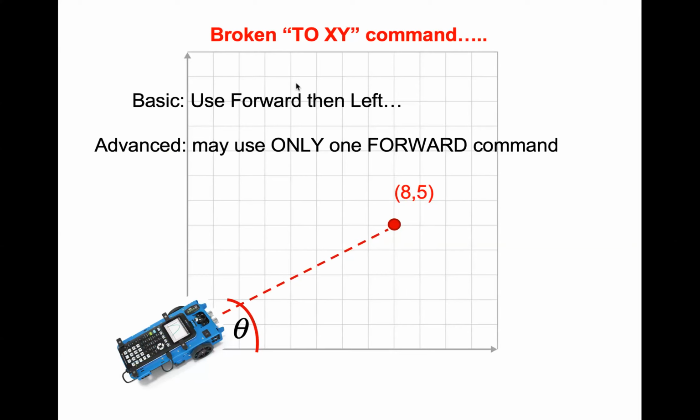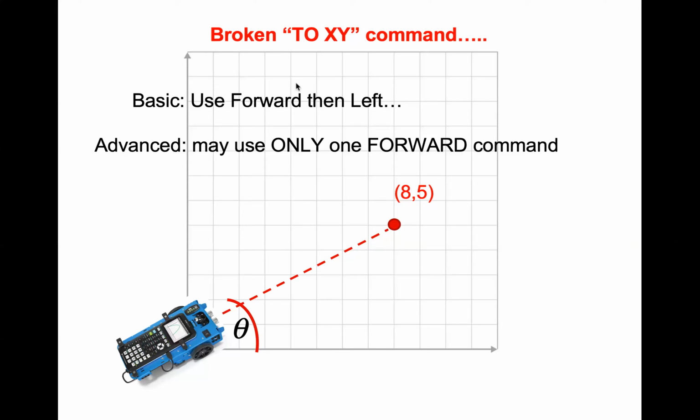So I decided to pretend that command was broken, and we had to program the rover to actually be able to do it without that command. On a very basic level, yes, you could have the students just drive forward, make a left turn, and drive forward again for a certain number of units. But then if the students did that, I said, well, how about if you're only allowed to use one forward command? How would you go about achieving this?